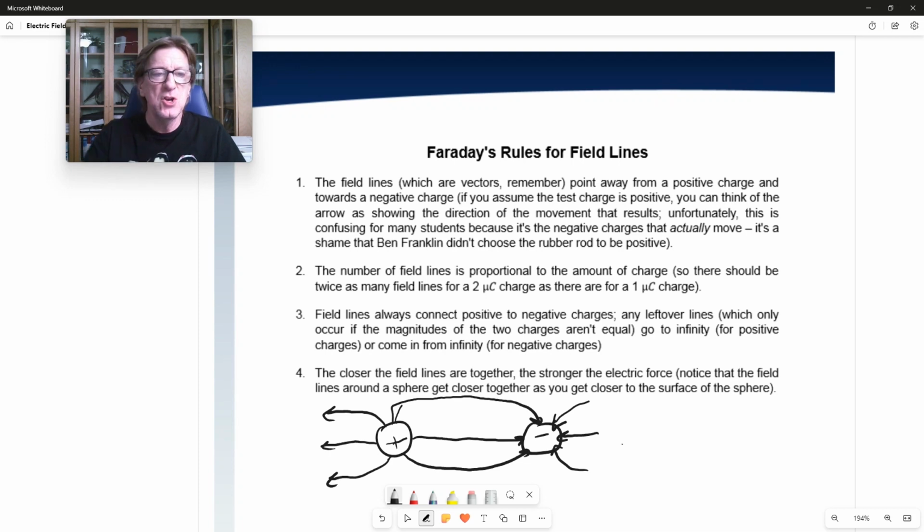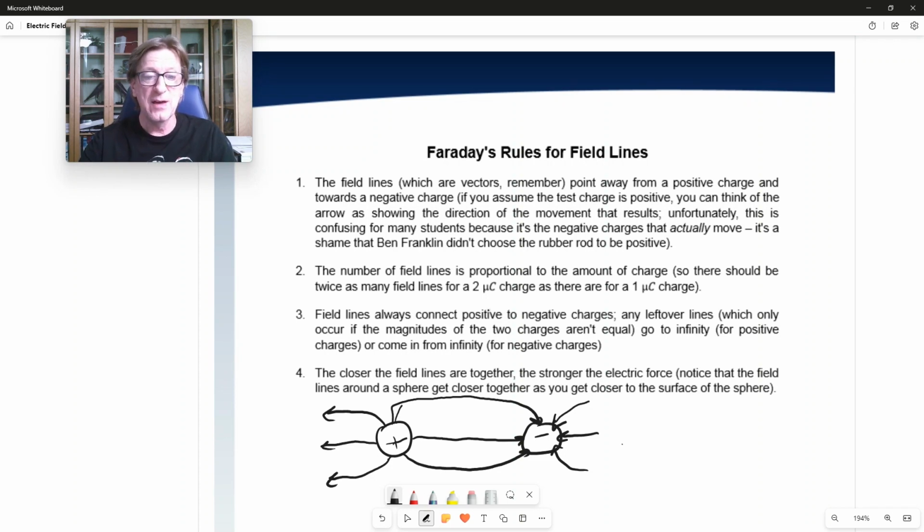And the number of these lines, though, tells us something about the strength of the charge. So the way Faraday defined it is the number of field lines is proportional to the amount of charge. So right now, I've got plus 1, let's call it a microcoulomb, so plus 1 microcoulomb and minus 1 microcoulomb. So I need to have the same number of field lines coming out of the positive charge as I have going into the negative charge.